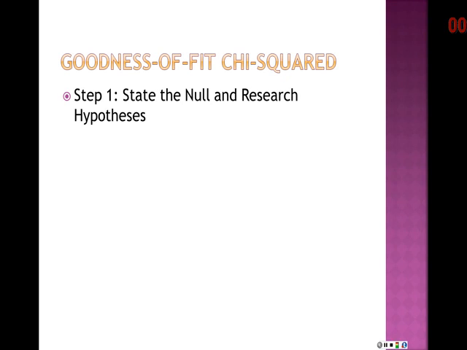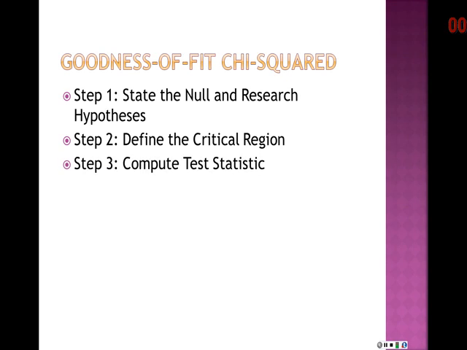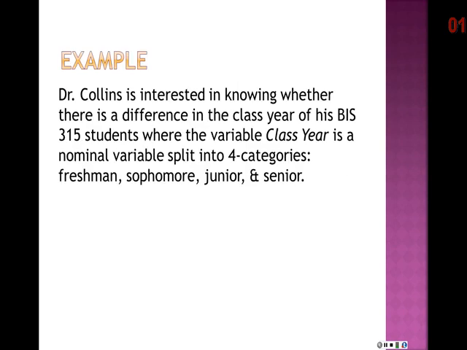So we have 4 steps in this process. Step 1, state the null and research hypothesis, right? So this is a very common step. Step 2, define the critical region. Step 3, compute the test statistic. Step 4, interpret and summarize the results. So we'll be going through each of these in this lecture.